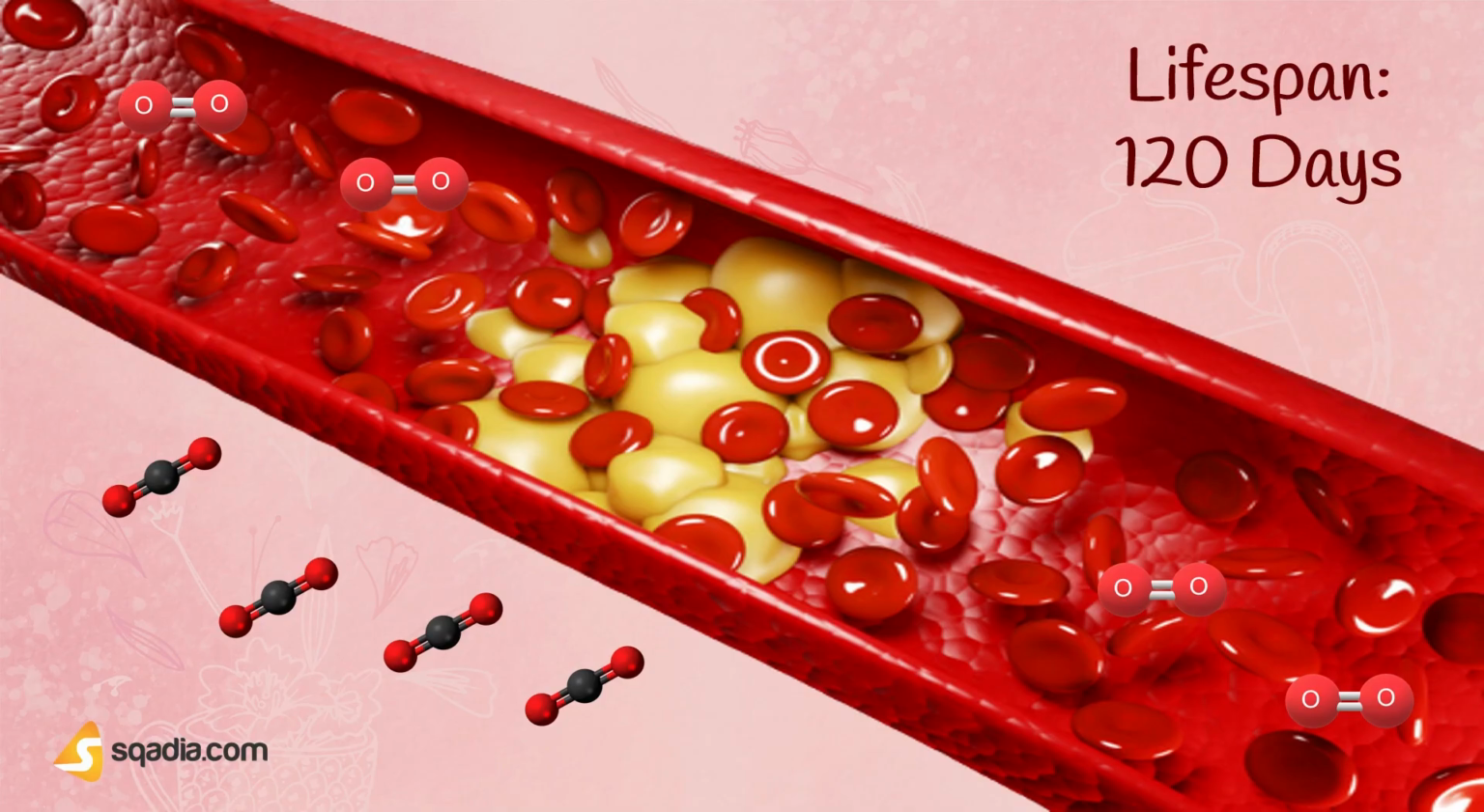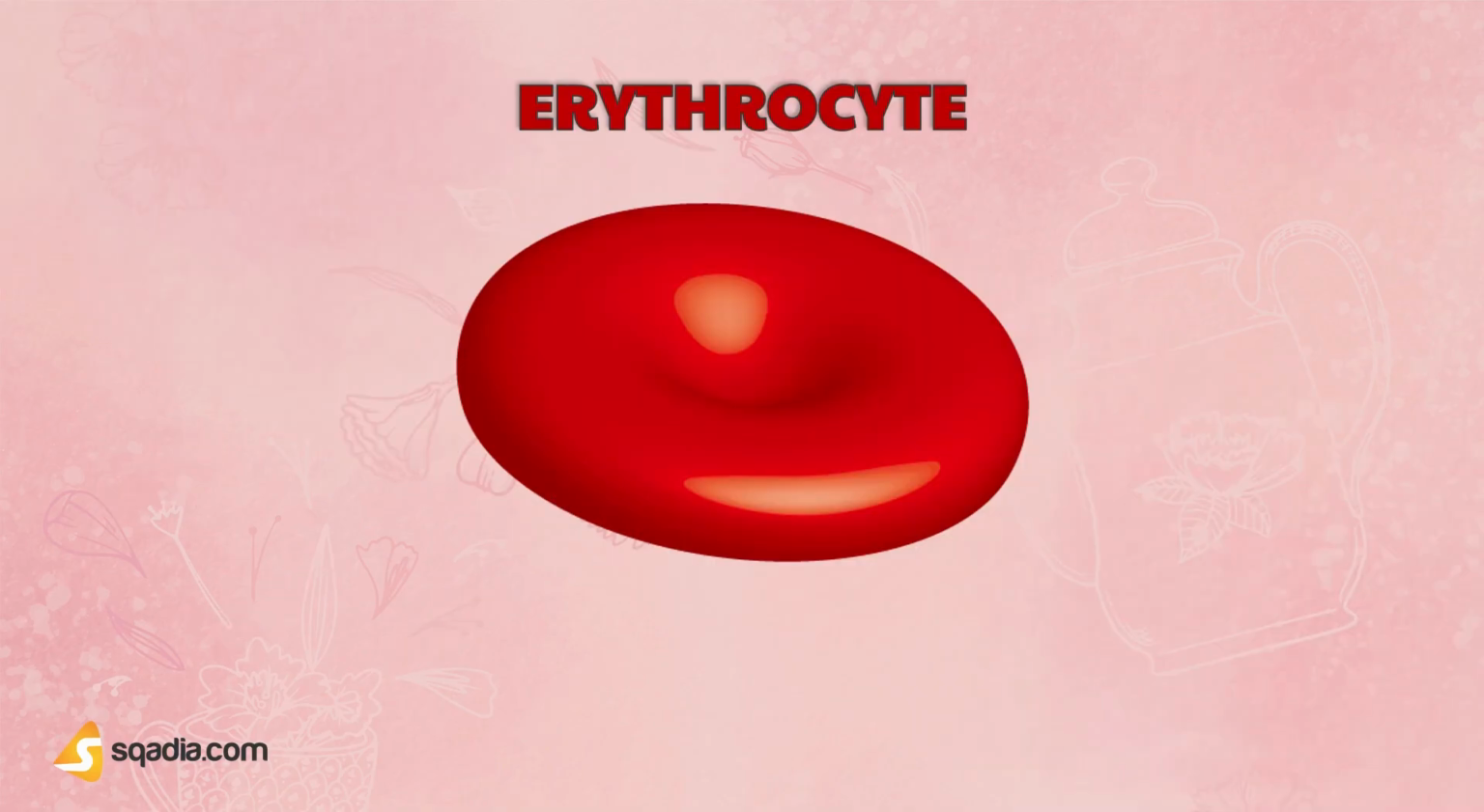It's important to note that the process of erythropoiesis is tightly regulated by various factors, such as oxygen levels, erythropoietin hormone, iron availability, and other growth factors. This regulation ensures the body maintains an appropriate number of erythrocytes to meet its oxygen-carrying needs.